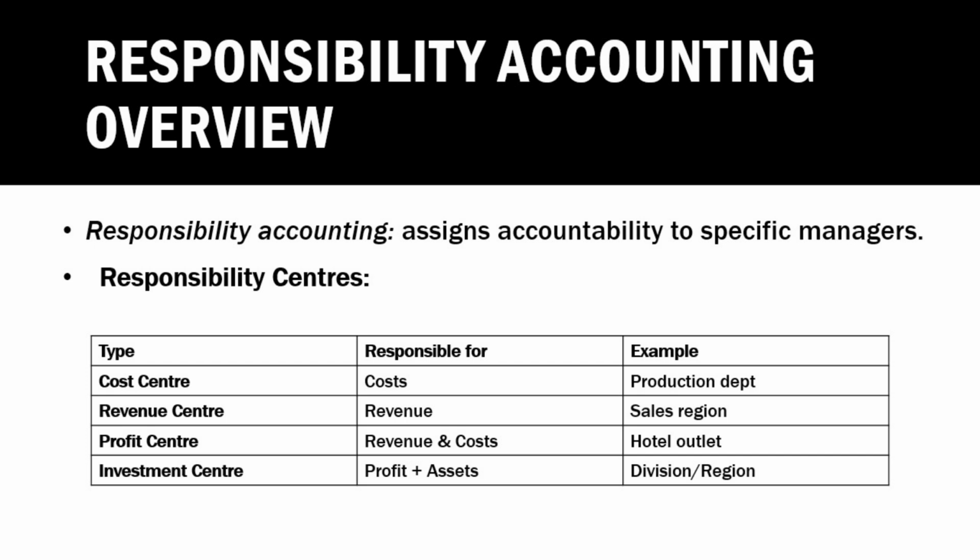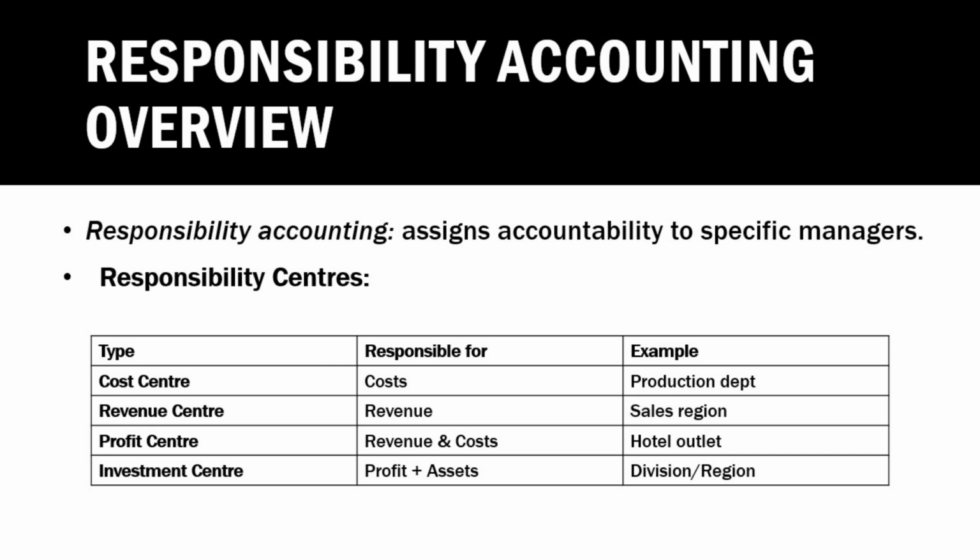Number 2, revenue center. A revenue center manager is responsible only for revenue. For example, a regional sales office. We judge them on how much revenue they generate. Number 3, profit center. A profit center manager is responsible for both revenue and costs, basically the profit figure. For example, a hotel outlet or specific branch of a store. We ask, are you generating profit?